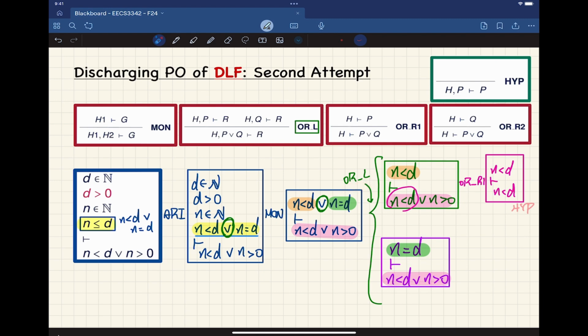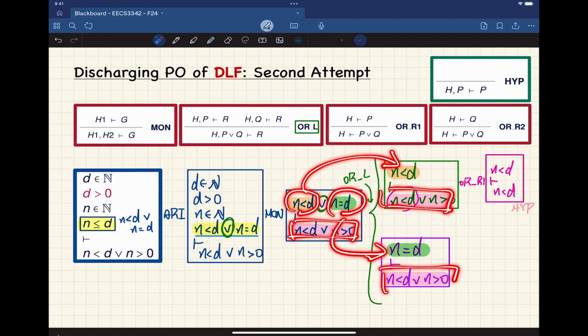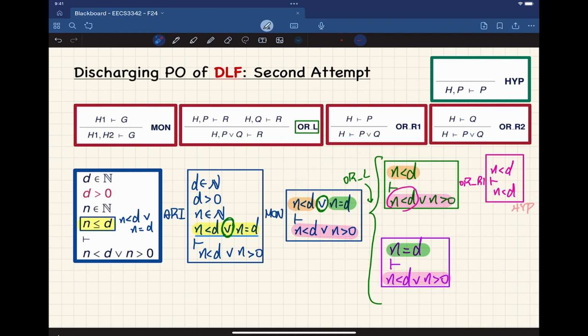So we can split that into m less than d counts here, n equals d counts over here, and then the goal remains the same, right? Over here and over here, right? And then for this particular branch over here, we can say we now have this hypothesis matches this part of the goal. In that way, we can simply choose to say we want to prove this one only. So that's by ORR1.